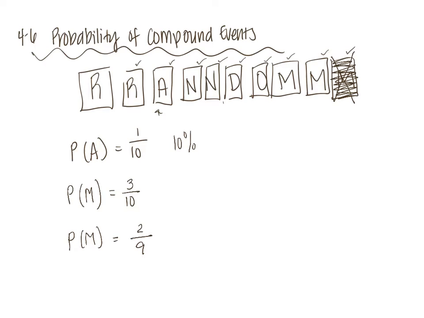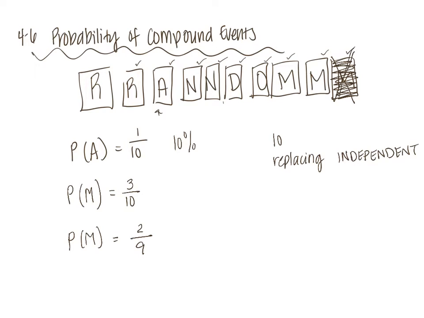So when I'm talking about compound events, I'm talking about things that may or may not affect another choice. If I replace a card when I'm done, then my number stays the same. I still have 10 in my deck. If I still have 10 in my deck and I'm replacing the cards when I take them, these are independent events. Independent meaning they don't really affect, one does not affect the other.